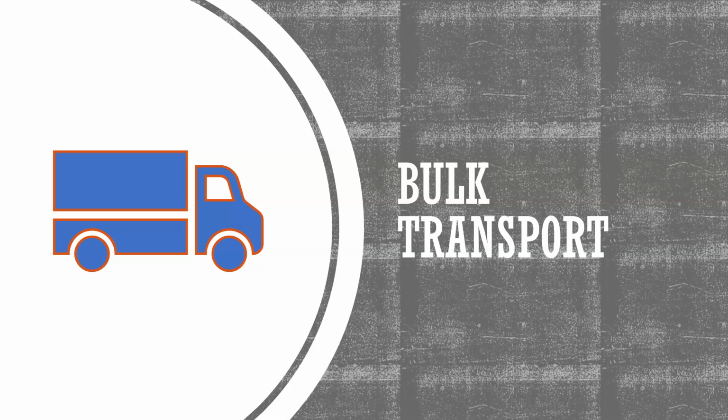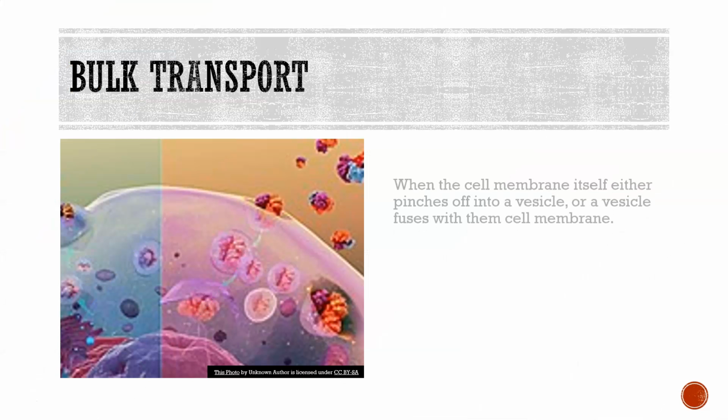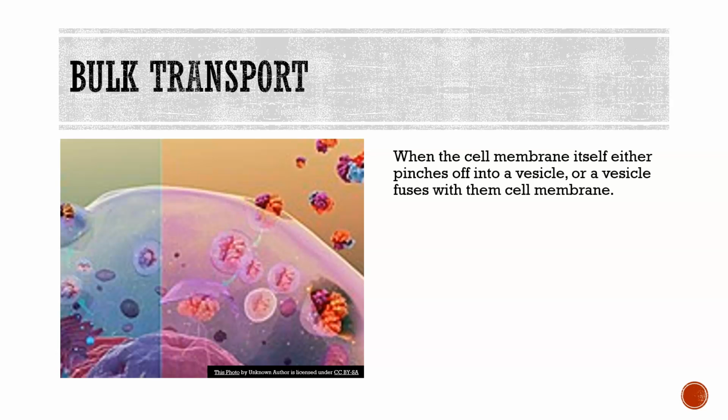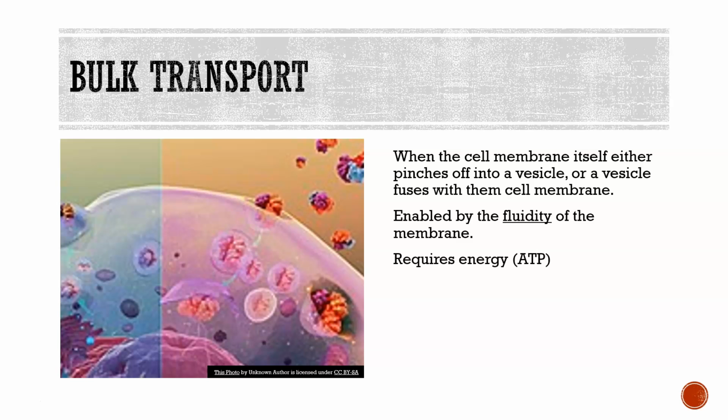Now we move on to the process of bulk transport. This is where the cell membrane itself pinches off into what we call a vesicle to allow substances to move into the cell, or a vesicle fuses with the cell membrane to release waste substances. This is enabled by the fluidity of that phospholipid membrane, and you remember we said that it is quite a fluid membrane. It does require energy. There are two types of bulk transport: endocytosis and exocytosis.